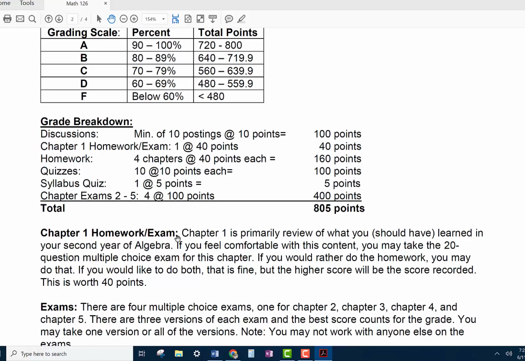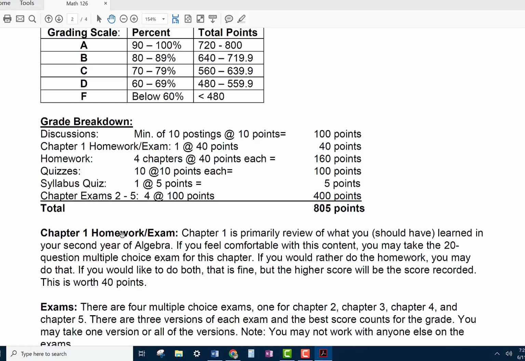There's an exam I made for it. It's 20 questions, 40 points. So it's worth the same as the homework is worth. And you could do both. You could take both, and I have it set up where the higher score is the one that stays in your grades. So that's an option for you there. And that takes a little bit of the pressure off covering everything else. Anyway, it's worth the same amount as the homework.